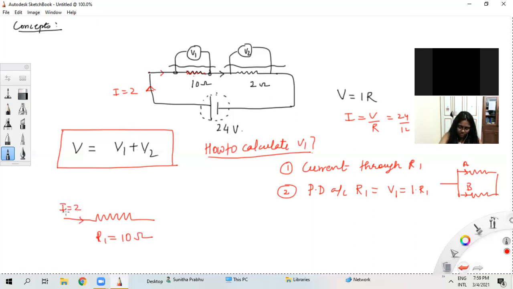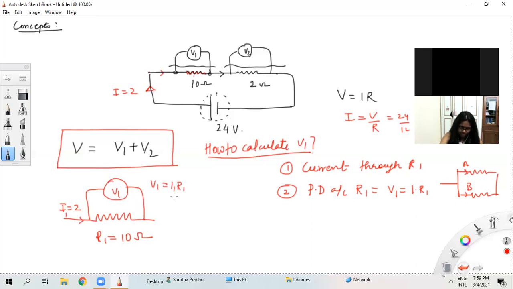Okay, I have R1, or you can say I1 also if you wish. Then V1 is going to be I1 into R1. How much is that? Two into ten is nothing but 20.